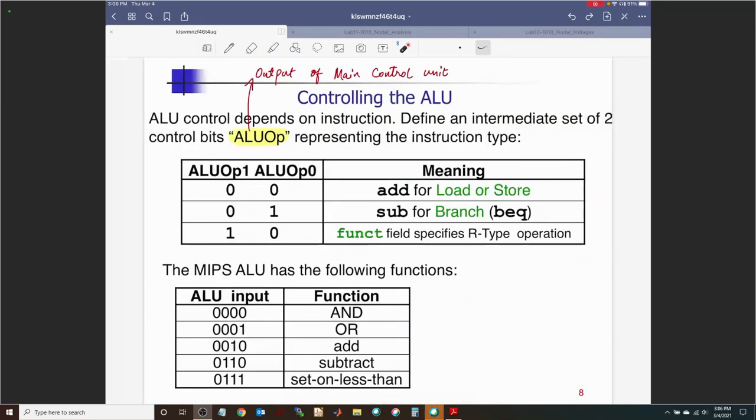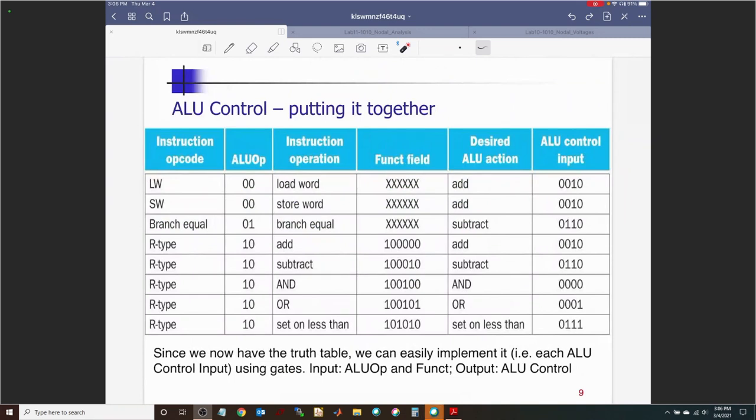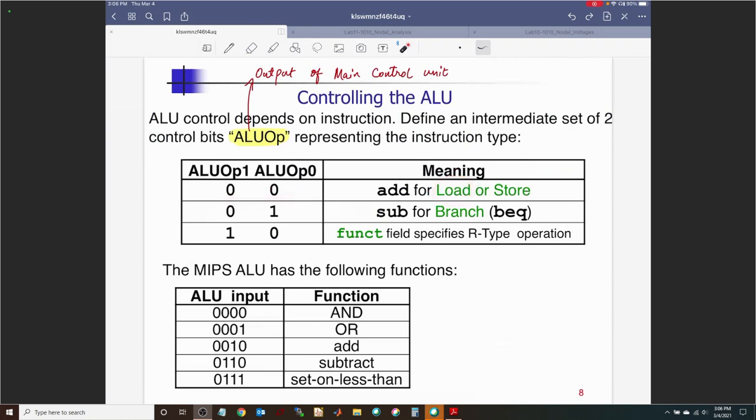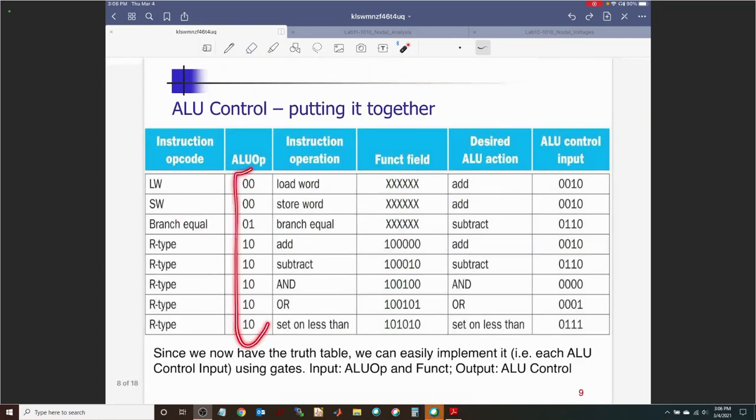Now, let's try to put it all together in this particular table. What we have here is, all the way to the left, we have the instruction opcode. This is just the mnemonic for that. Load word, store word, branch when equal. Those are the three I-type instructions. And then the rest of the instructions over here are R-type. What would be the ALU Op Code Bits for that? Well, we have just talked about it, right? For example, for load word, you would have 00. For store word, you would have 00. For branch, you would have 01. For all the R-type, you would have 10. So those will be your two opcode bits.